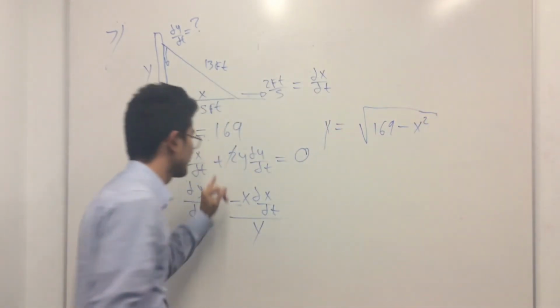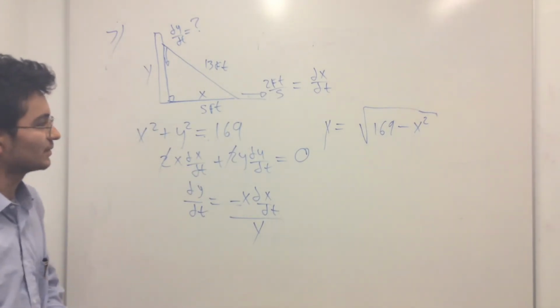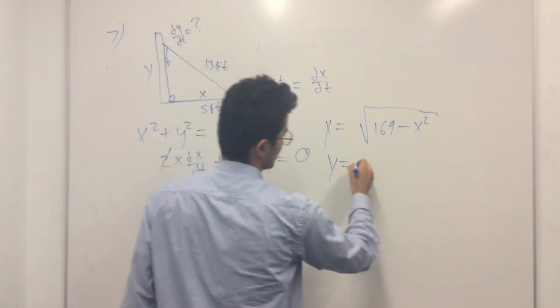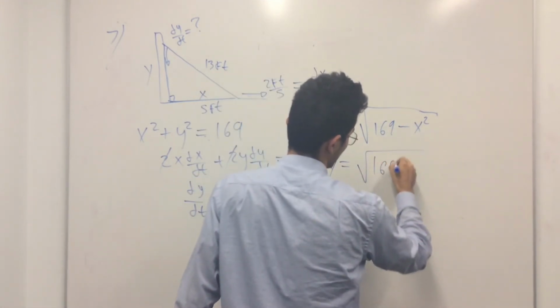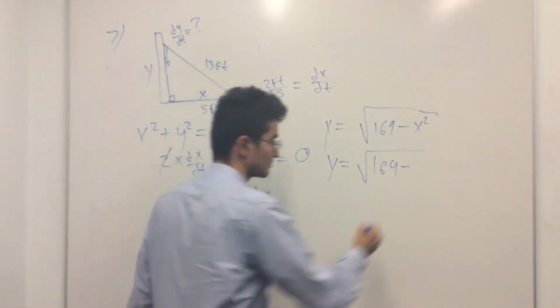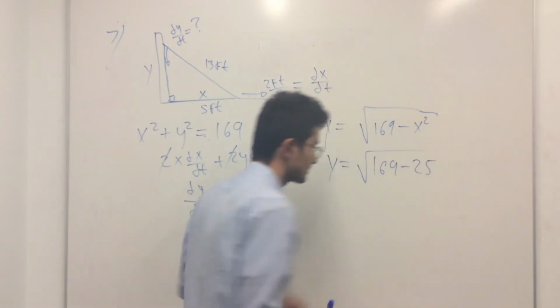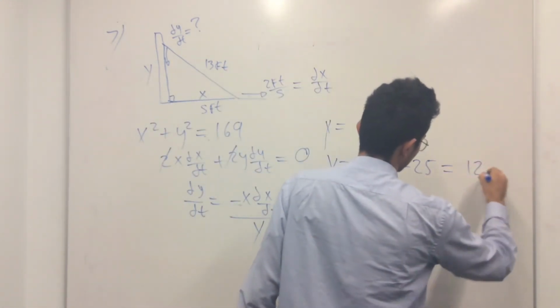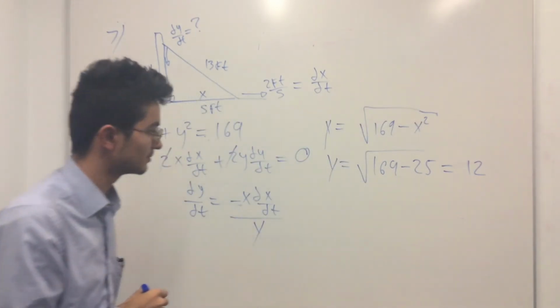And what is x at this instant that we're trying to find dy over dt? Okay, so x is going to be 5, so y is equal to the square root of 169 minus 5 squared, which is just 25. And 169 minus 25 is 144, so the square root of 144 is 12. So y is 12 at this instant.